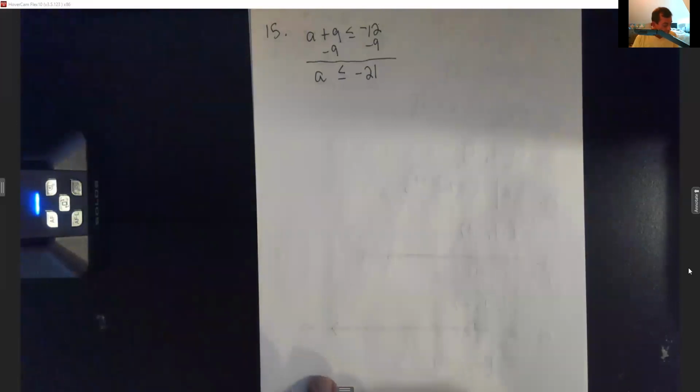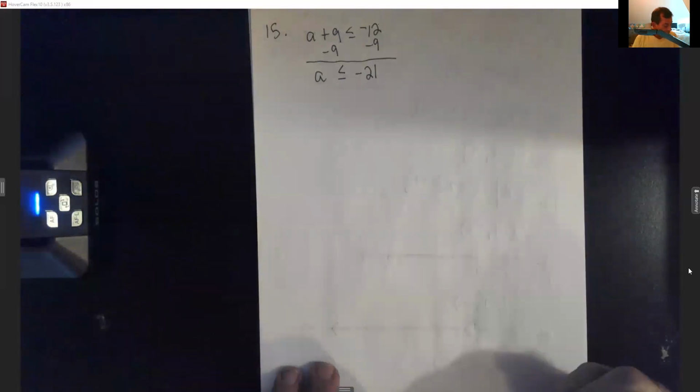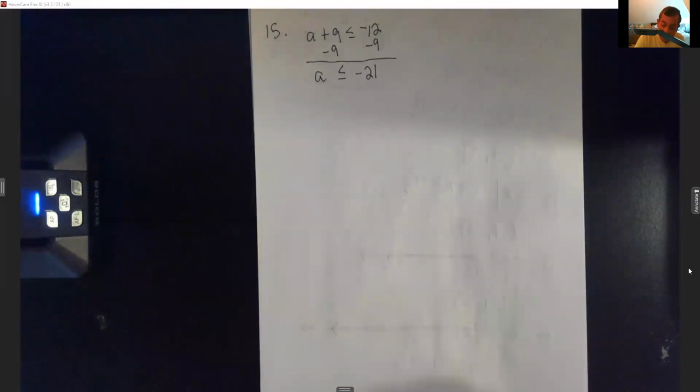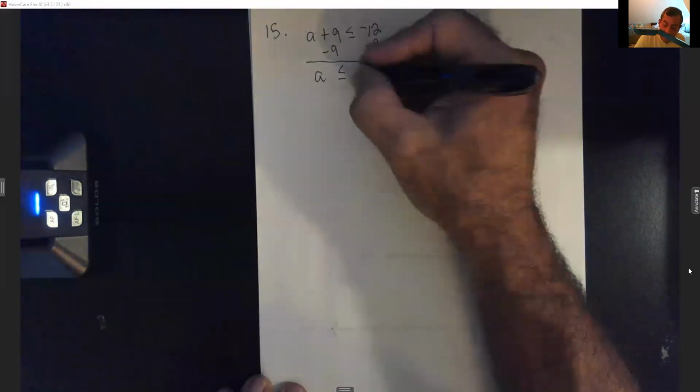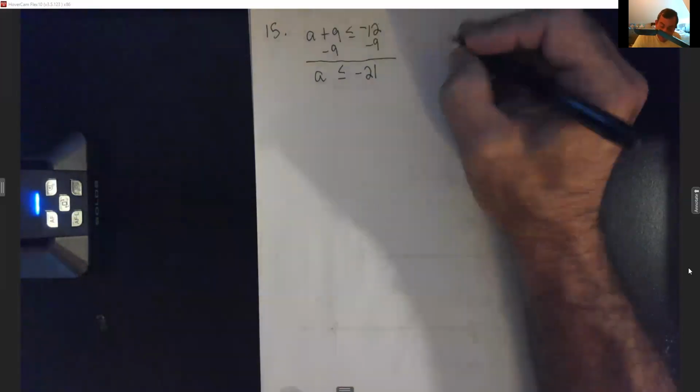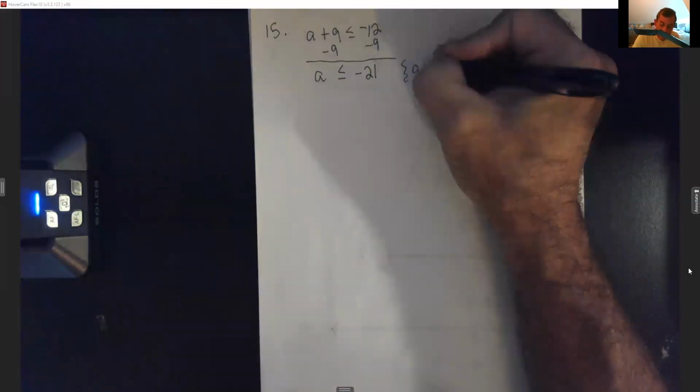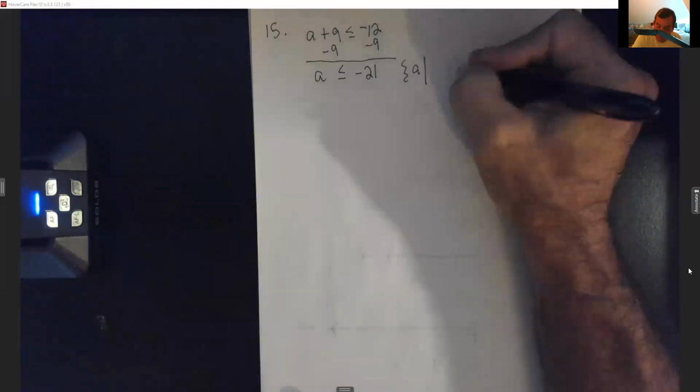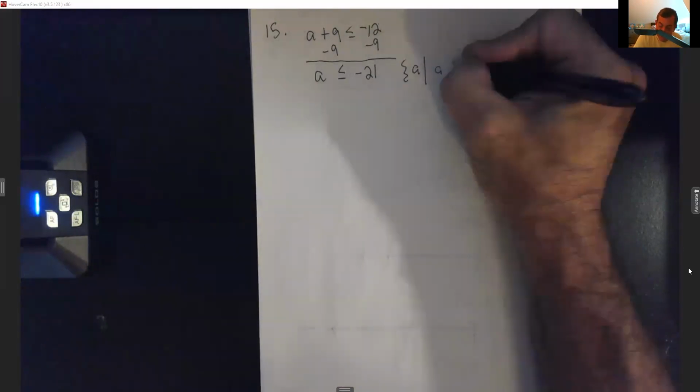So then, let's see what I want to do. I got to write the answer in the thing. So you'll put this basically in the blank. Okay, you'll have the answer thing, A, such that, and then you put this answer in that said A is less than or equal to negative 21.